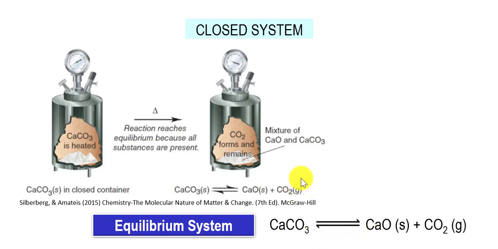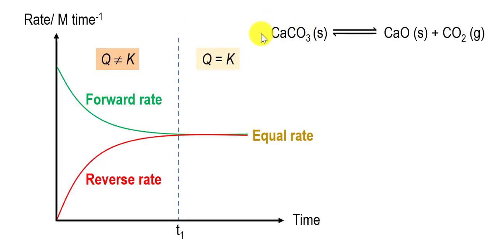In contrast to the reaction in an open container just now, equilibrium is reached because all the substances remain in contact with each other. As the calcium carbonate is consumed in the reaction, the rate of the forward reaction will decrease, and as the calcium oxide and carbon dioxide are formed, the rate of the reverse reaction increases. As the two rates become equal, an equilibrium state is reached and there is no change in the concentration of the reactants and also products.